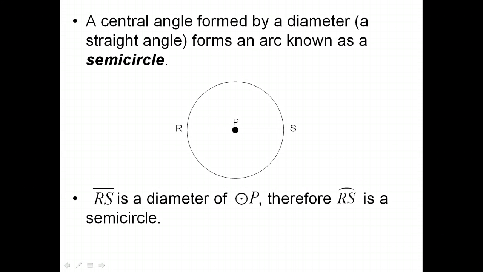A central angle formed by a diameter, which is a straight angle, forms an arc known as a semicircle. RS is the diameter of P, therefore arc RS is a semicircle. Now, you wouldn't know which direction to go, so that really counts for both of those. So if I wanted you to take one particular route, I would have to use 3 letters to name the semicircle that I wanted to pinpoint.